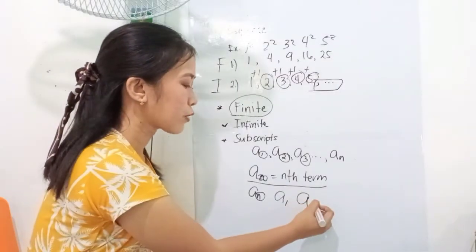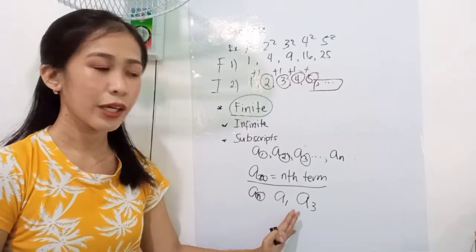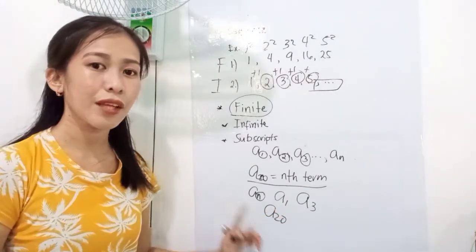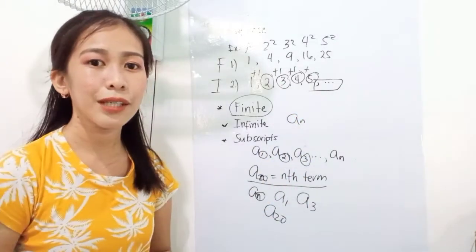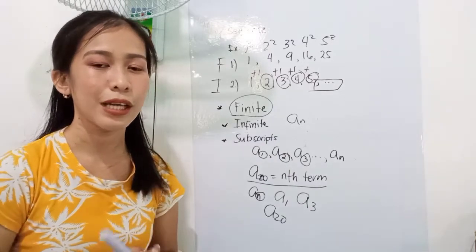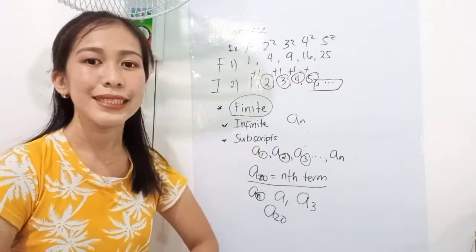For example, meron naman tong A sub 3. Ito naman yung tinatawag nating third term. Okay? While A sub 20. Therefore, this is the 20th term. Okay? Pero kapag A sub n pa lang siya, automatic magsisimula ka from 1, 2, 3 hanggang sa mga terms na hinahanap natin. Okay? Ganun lang kasimple ang ibig sabihin ng subscripts.